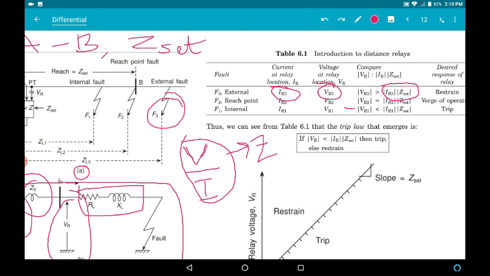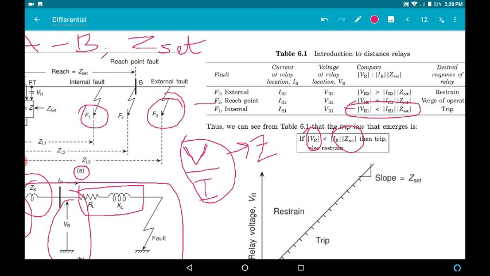Similarly, you can do the analysis for point F2, which is the reach point. Here VR2 will be such that it is just equal to IR2 into Z set. So it is on the verge of operation. Then you can have an internal fault, which means this fault F1. At this fault F1, the impedance is Z1. So VR1 will be less than IR1 into Z set. Or in other terms, the simple law which we can derive from this is, if the voltage at the relay location VR is less than the relay current into Z set, then it should trip, else it should not trip.